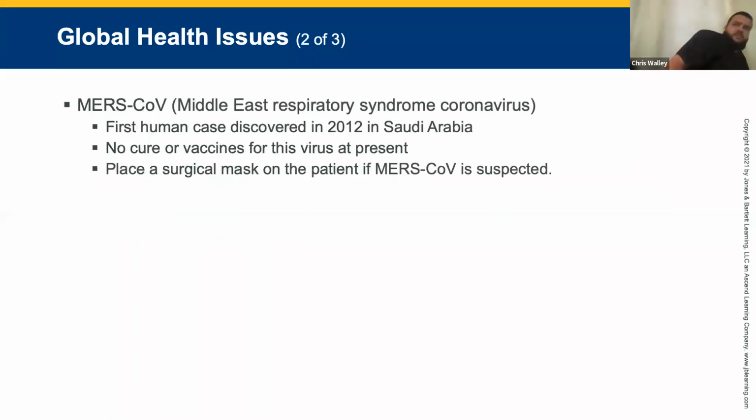MERS coronavirus, it's very dangerous. The majority of it started in Saudi Arabia. It's very prominent in places like Afghanistan, Pakistan, Syria. A lot of those issues, it runs rampant over there. Syria is probably one of the worst areas that I'm aware of, and there is no cure for it.